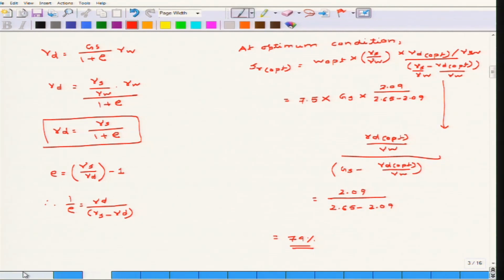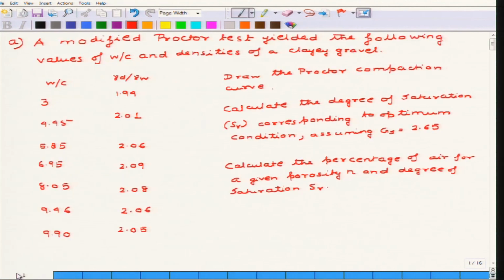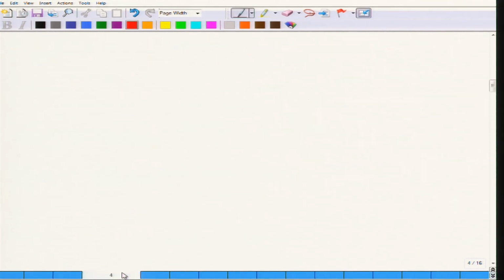Now moving to the third question. The third question states that calculate the percentage of air for a given porosity N and degree of saturation SR. Now how are you going to solve this?